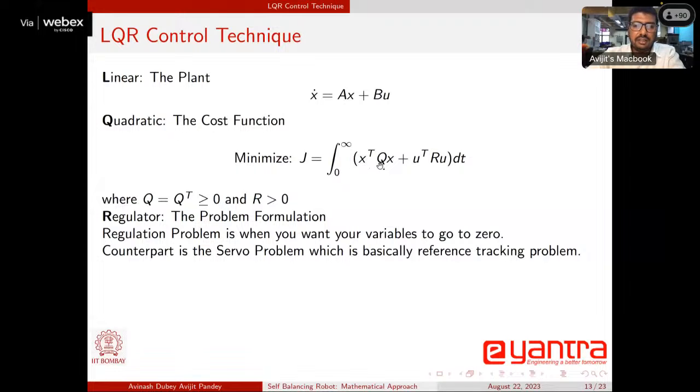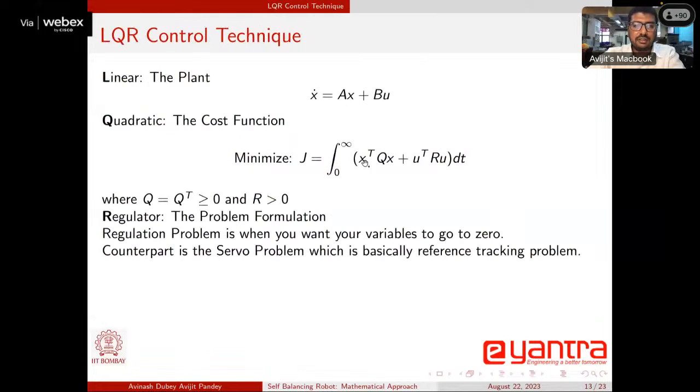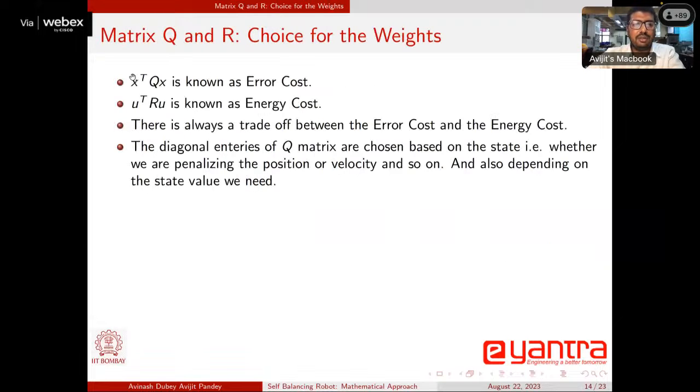Within this, let's talk about the Q matrix and R matrix. X transpose Qx is known as the error cost. This is the cost function that we are trying to minimize. Within that cost function, x transpose Qx is the error cost, and u transpose Ru is the energy cost. There's a very deep meaning behind these. Let me put the system on again.